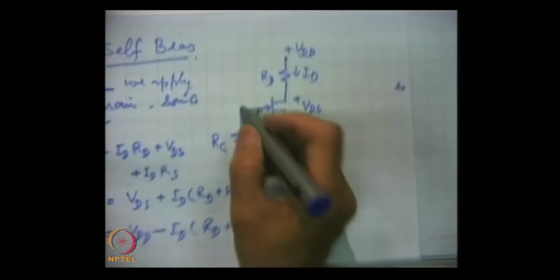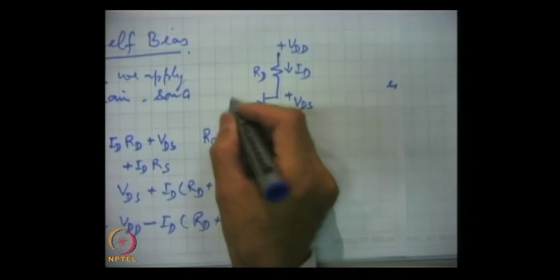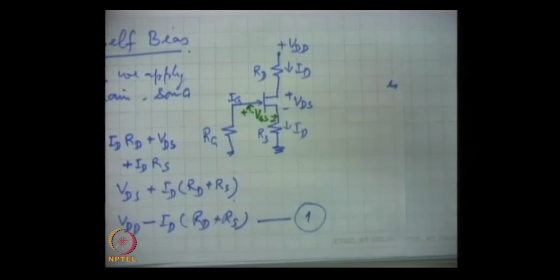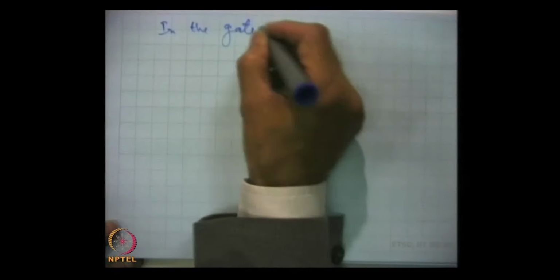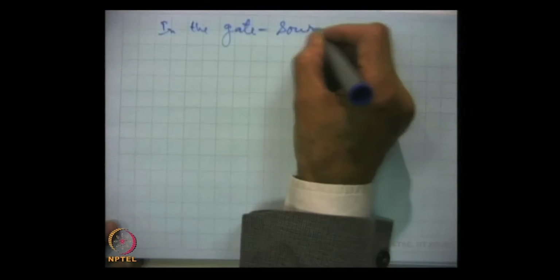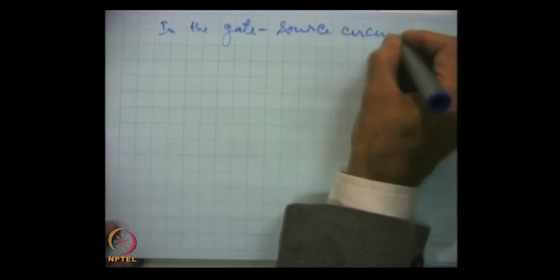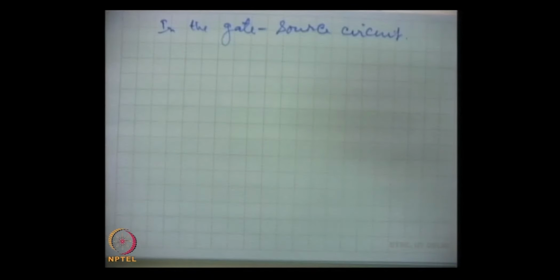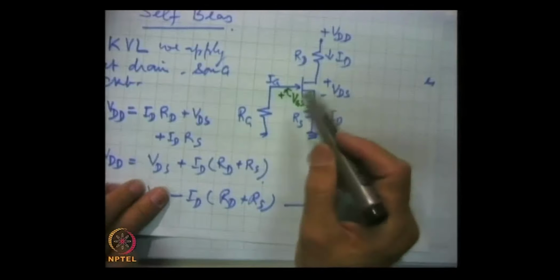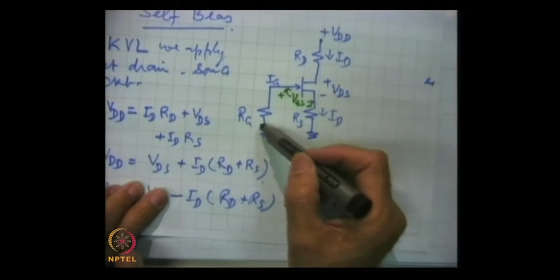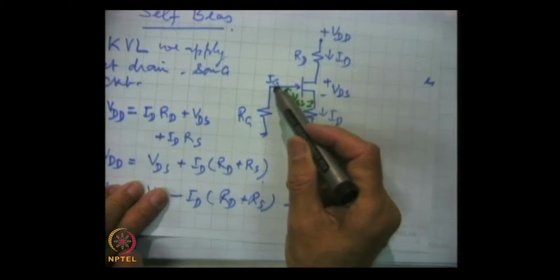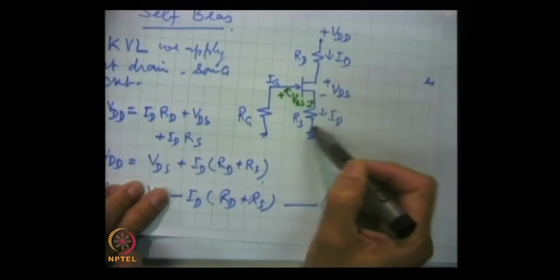Now, in the gate source circuit here, let us say the current Ig flows, then in the gate source circuit here there is the voltage drop across this because of Ig, the voltage drop across Rs.